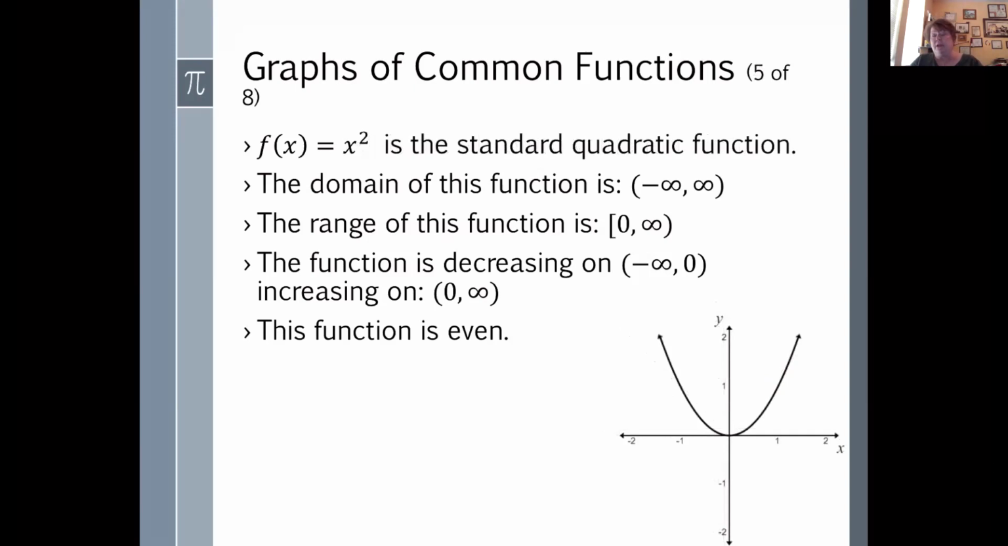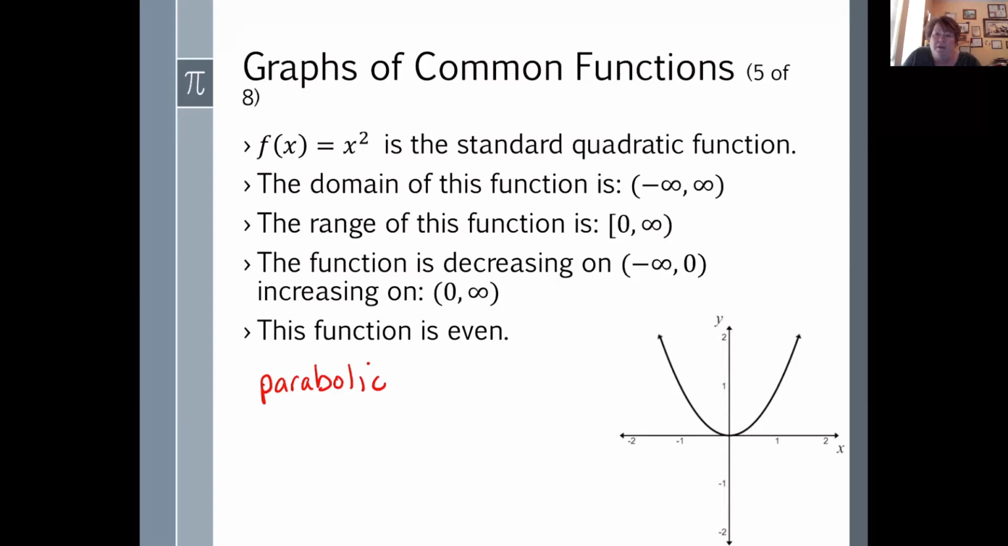The next function is the standard quadratic function. We call this a parabolic function. We use the word parabolic because this is a parabola. f of x equals x squared is the standard quadratic function.